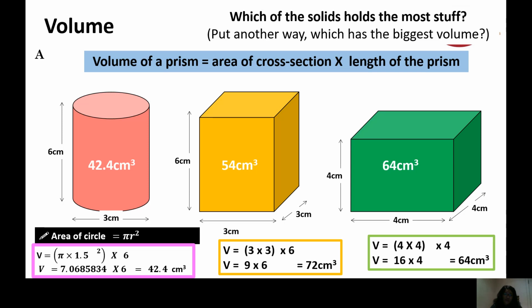For this one, the volume is the area of the cross section, which is 3 times 3, that's a square, multiplied by the length of the prism, which is 6. So we get 72 centimeters cubed. For this one, the area is 4 times 4, which is 16, multiplied by the height, which is 4, giving 64 centimeters cubed. So the solid that has the biggest volume is the cuboid, which is 72 centimeters cubed.